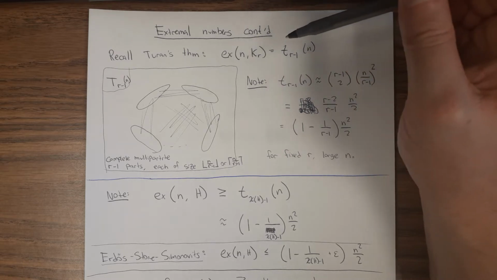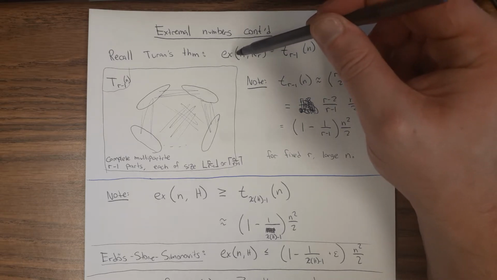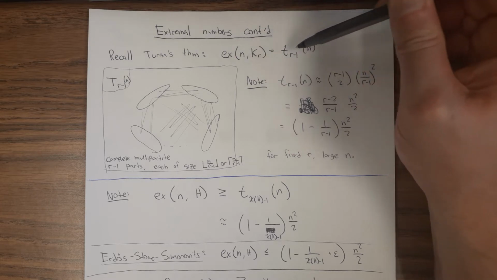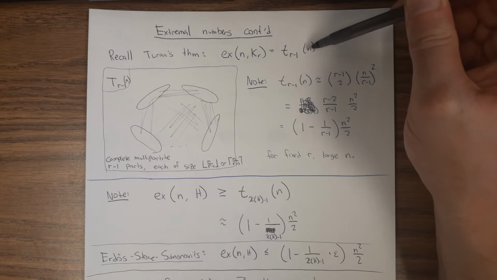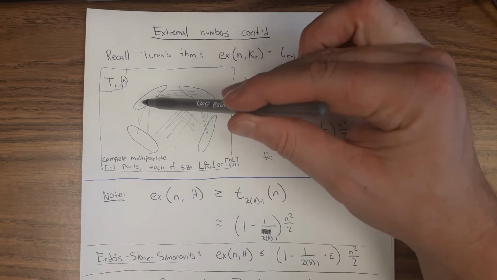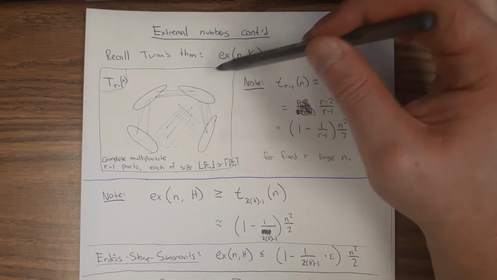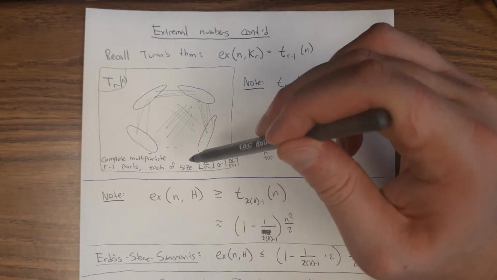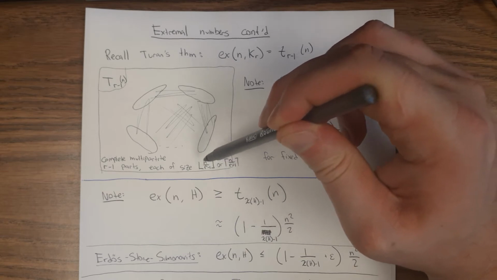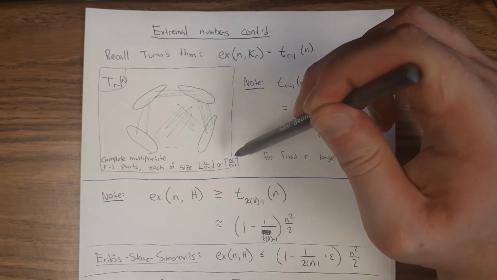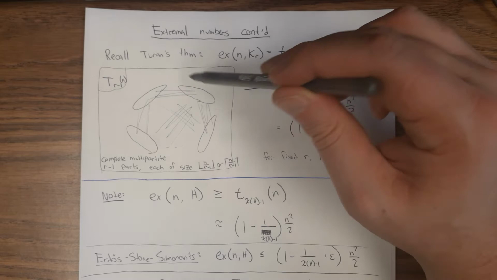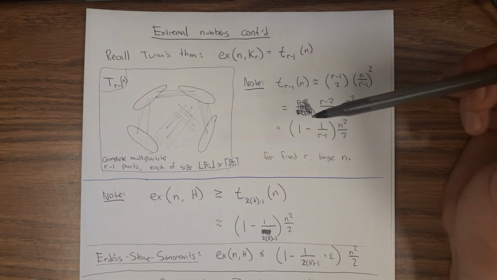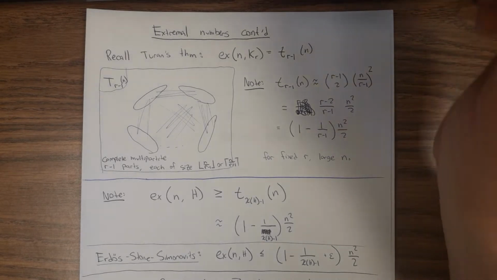Two classes ago, we showed that the extremal number for K_r was this, where this is the number of edges in this graph. This is the complete multipartite graph. It has n vertices, it has r minus 1 parts, and each part is either the floor of n over r minus 1 or the ceiling, whatever makes it add up to n. Some of them will be floor and some of them will be ceiling, and however it needs to work out is fine.